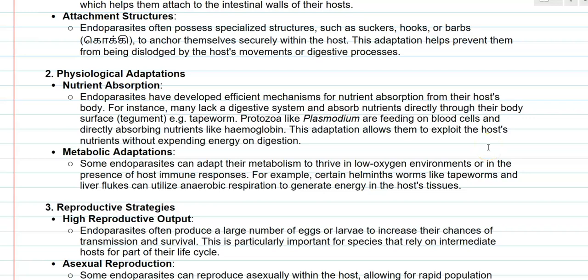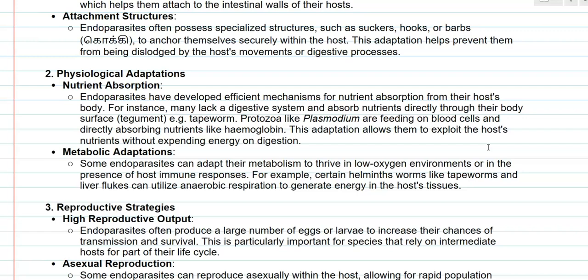So, they need to absorb the ready-made nutrients that are present in the host body, especially through their body surface, which is technically referred to as the tegument. This is a classical case of the tapeworm. It absorbs nutrients in this way only.